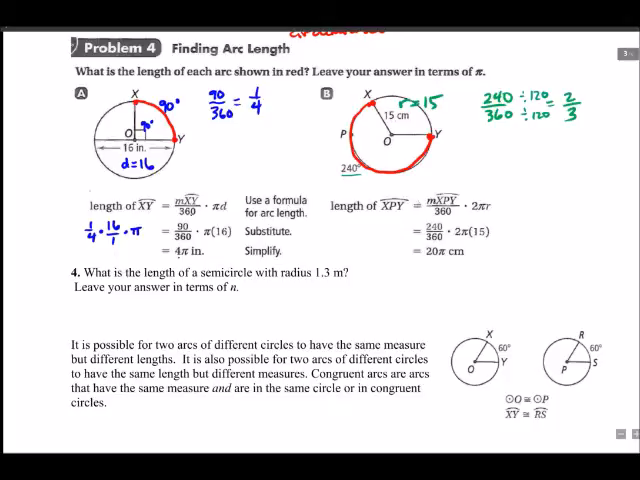And this one we have radius, so we use 2 pi r. This is 2/3 times 30 over 1. I did 2 times 15 and got 30 over 1 times pi. So these are going to cancel, 1, 10. That's where we get our 20 pi from.